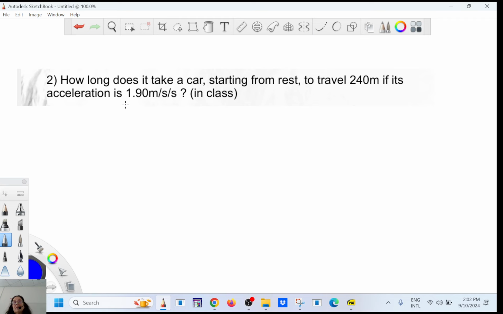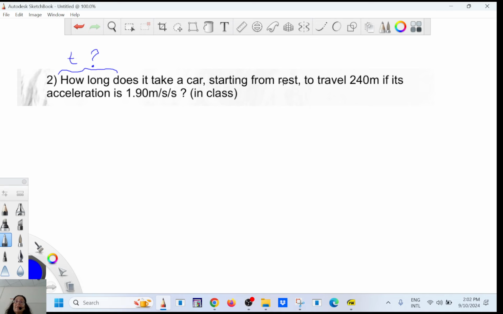Okay, so why don't you try to do this one? So the first thing you do, you translate the numbers into physical quantities. Step 1. Step 2, you make a drawing. Step 3, you think which equations you could use, right? So it says how long. How long means you need the time.